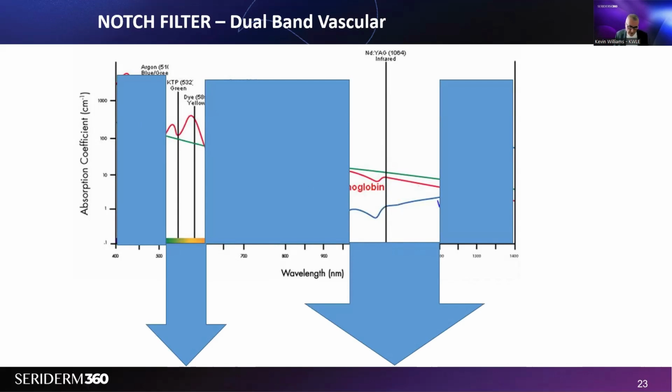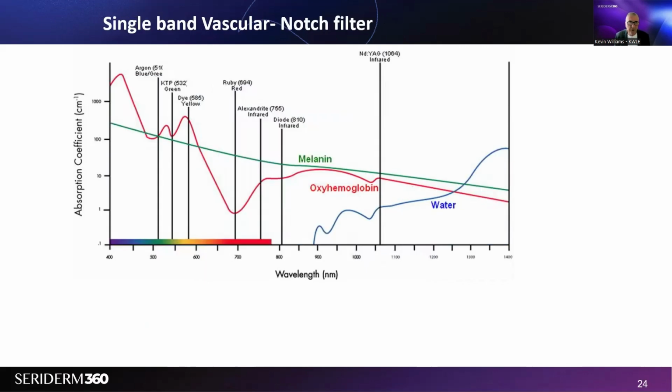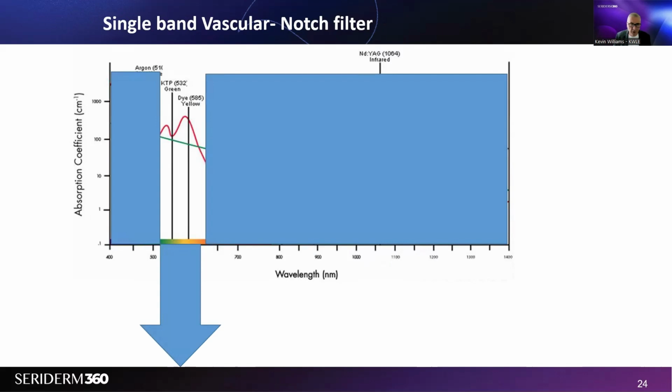Okay, that's just a game changer, because a notch filter is going to give you a more targeted approach. Then you can have a single band. If you've got enough energy, you can have a single band. Then what you can do is deliver almost a pure band of green and yellow. That gives us very much improved results for an IPL. If I want to use an IPL for treating superficial capillaries, I personally wouldn't necessarily jump at using an IPL for superficial capillaries unless it had notch filter technology.